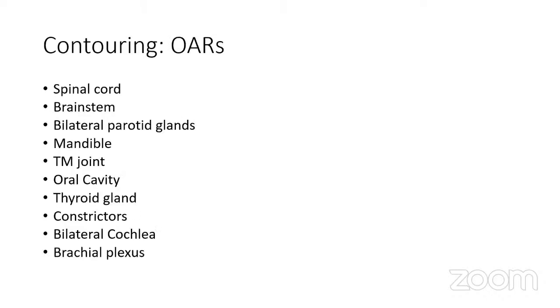These are the OARs that are important for conformal radiotherapy planning. Obviously, we know about the spinal cord and the brainstem, we know about the parotid glands, but there are a lot of other structures which are not really a priority to begin with, but we do want to ensure that we're not dumping extra dose on these structures involuntarily. So mandible, TM joint, important in terms of events like osteonecrosis, trismus, oral cavity. Obviously, the patient's quality of life is very important, and we don't really need to treat the oral cavity for a laryngeal cancer, so we need to try and minimize the dose there.